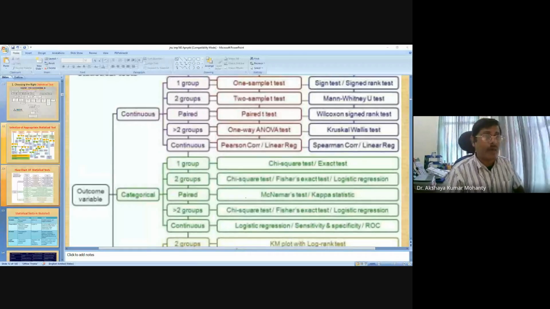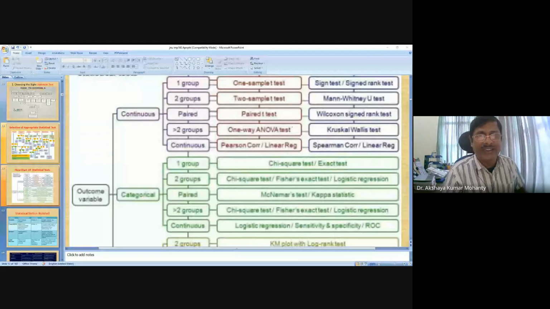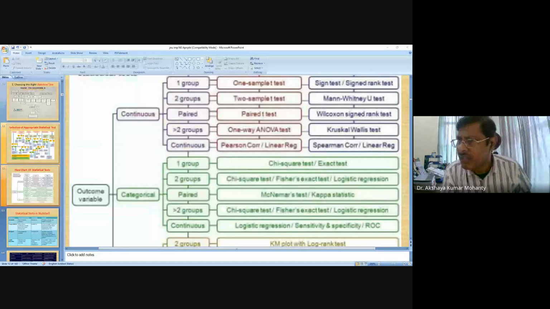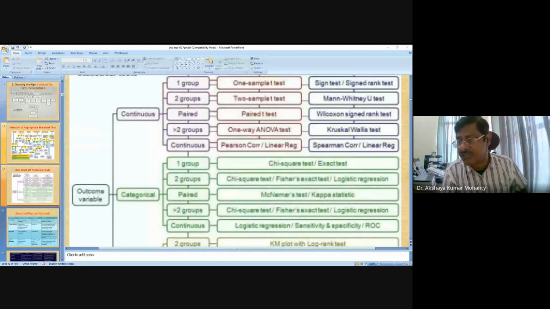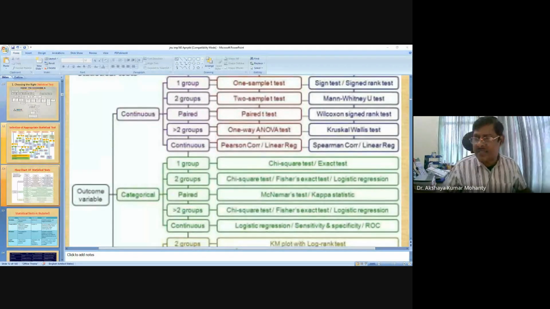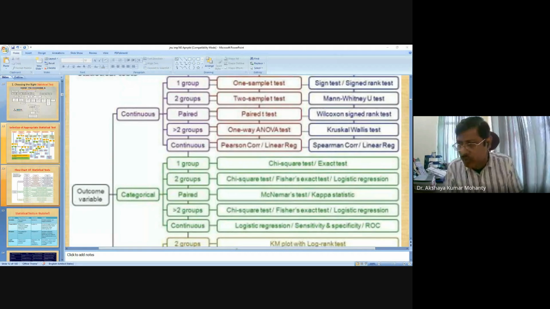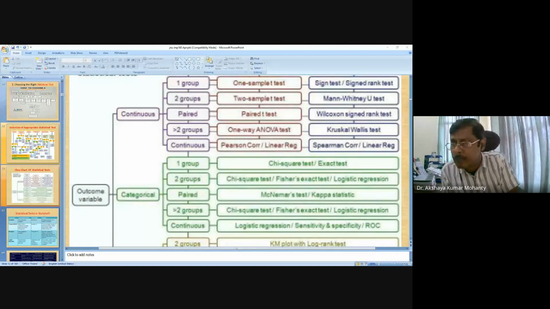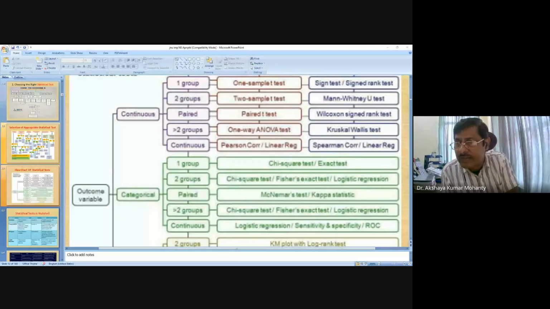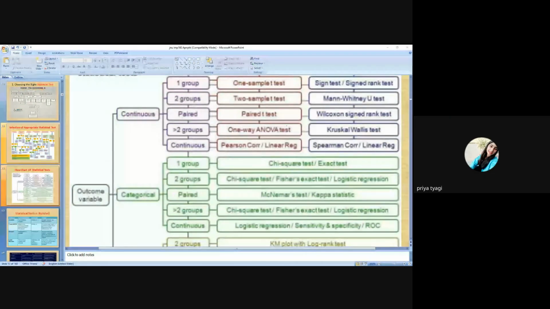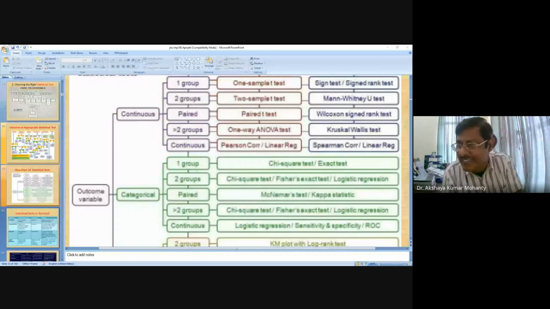Now you see, if it is continuous and if it is a two group case, then the exposure variable is two groups. And if it is the Man-Whitney U-test, usually we call it Man-Whitney U-test, that is U-test. So please tell me whether it is the parametric test approach or non-parametric test approach, please. Sir, non-parametric. Sir, it is not parametric. Who is telling, please? Two persons are telling.